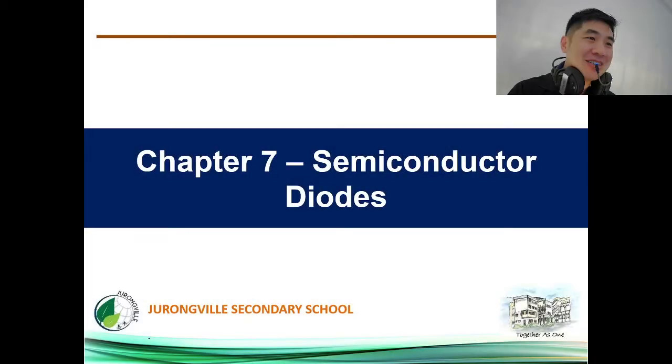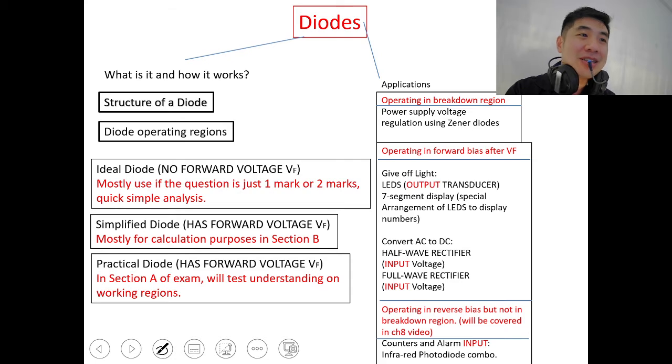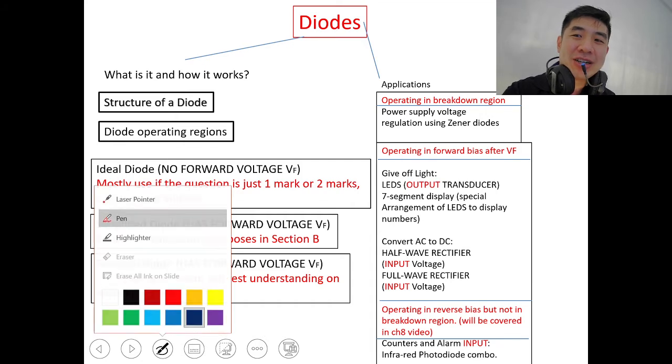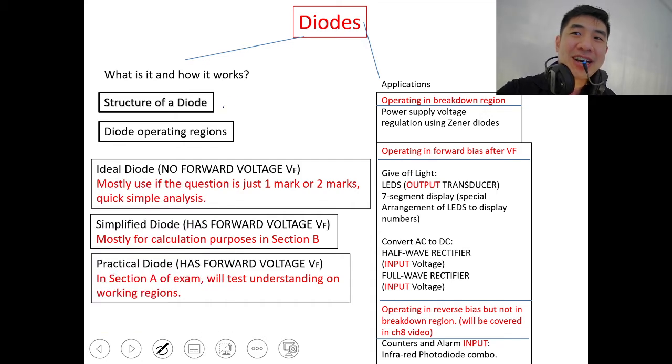Okay, now first things I want to share with you before we start. What are we going to do today? So this is what we're going to cover. Basically, if I were to sum up everything in this chapter, it will look like that. We are going to do the structure of a diode. We are also going to cover diode operating regions. And these are the three things that I want you to know.